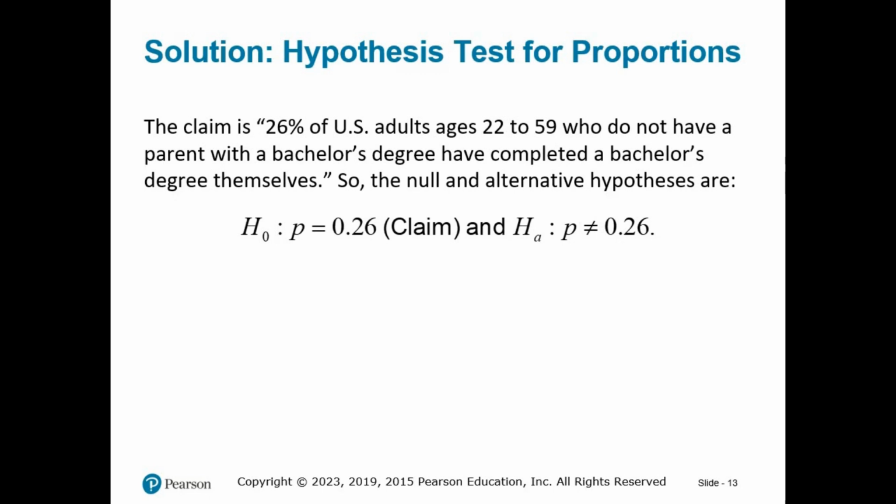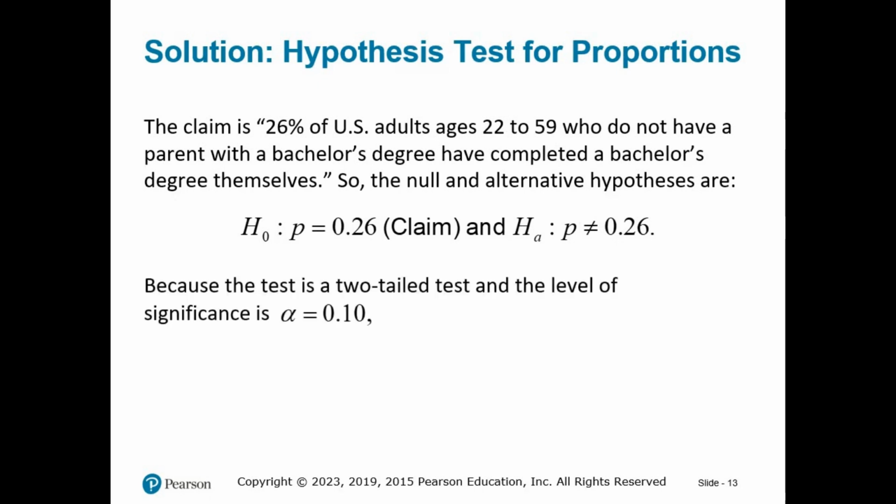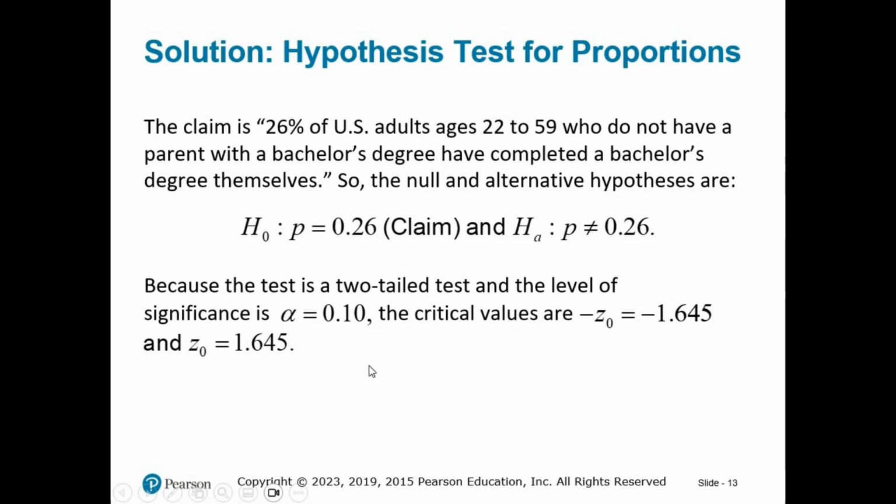Then we determine the level of significance and the nature of the test. They gave us alpha at 0.1, but what is the nature of the test? Is it a one-tailed or two-tailed, right or left? It is a two-tailed test because the alternative hypothesis is not equal to. Next, figure out the critical values using the significance level and what you know about the alternative hypothesis. Pause the video and do that now. The critical values are negative and positive 1.645.